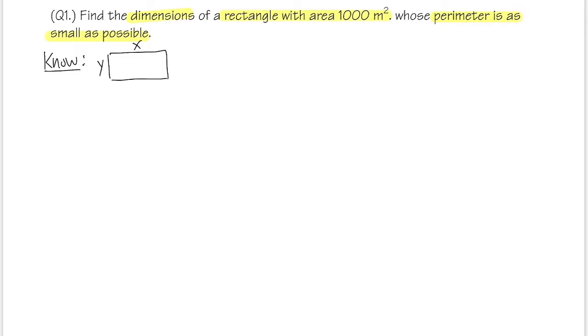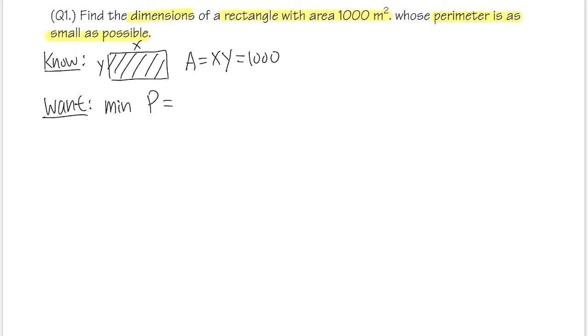Now, it says the area is 1000 meters squared, so we know area based on our picture is just X times Y, and that must be equal to 1000. Okay, so that's pretty much all the information that we know. And the second powerful word is want, and this means, what do we want to know? We want the perimeter to be as small as possible, so that means we want the minimum of the perimeter.